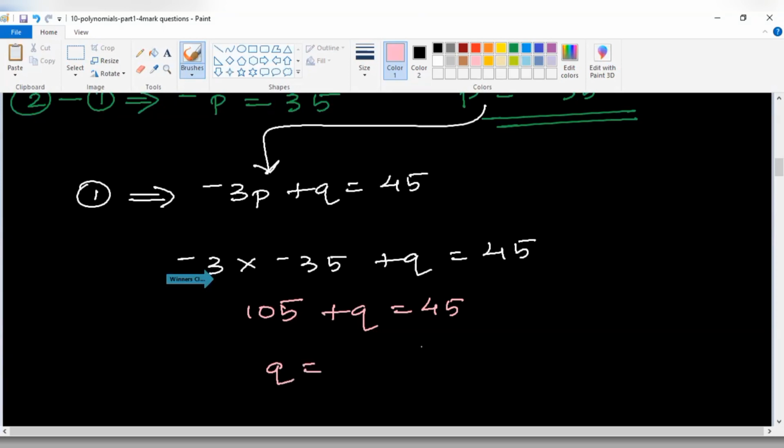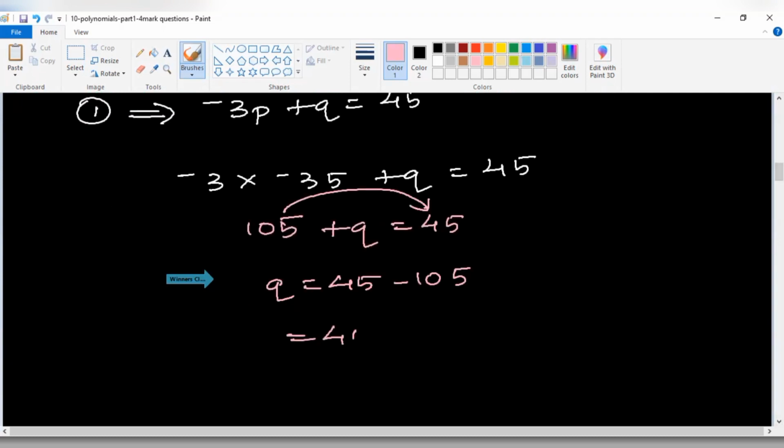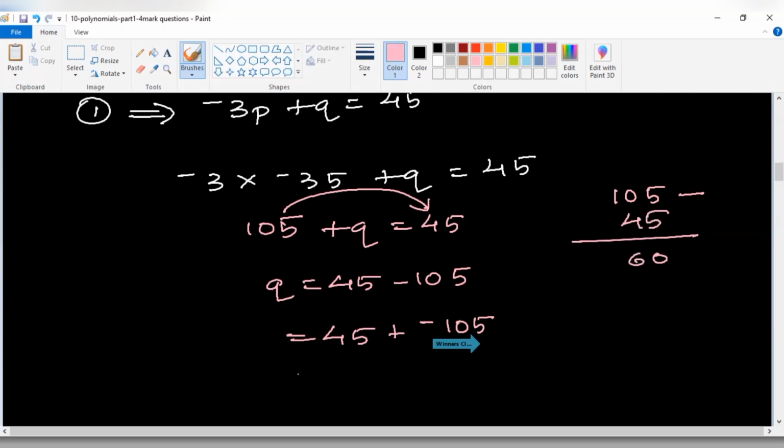So in order to get q, we have to take that 105 to the other side. So 45 minus 105. That is actually 45 plus minus 105. See here, it is an addition of a positive with a negative number. So the bigger one is negative. We have to subtract smaller from bigger. So like this, it is 60. So the answer q is negative 60 because the bigger one is negative over here.